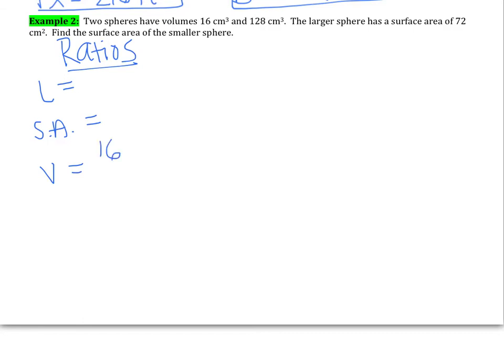It's going to be 16 over 128. Now if you reduce that, you divide 16 by 16 and you get 1. You divide 128 by 16 and you get 8. So our ratio for our volume is 1/8.